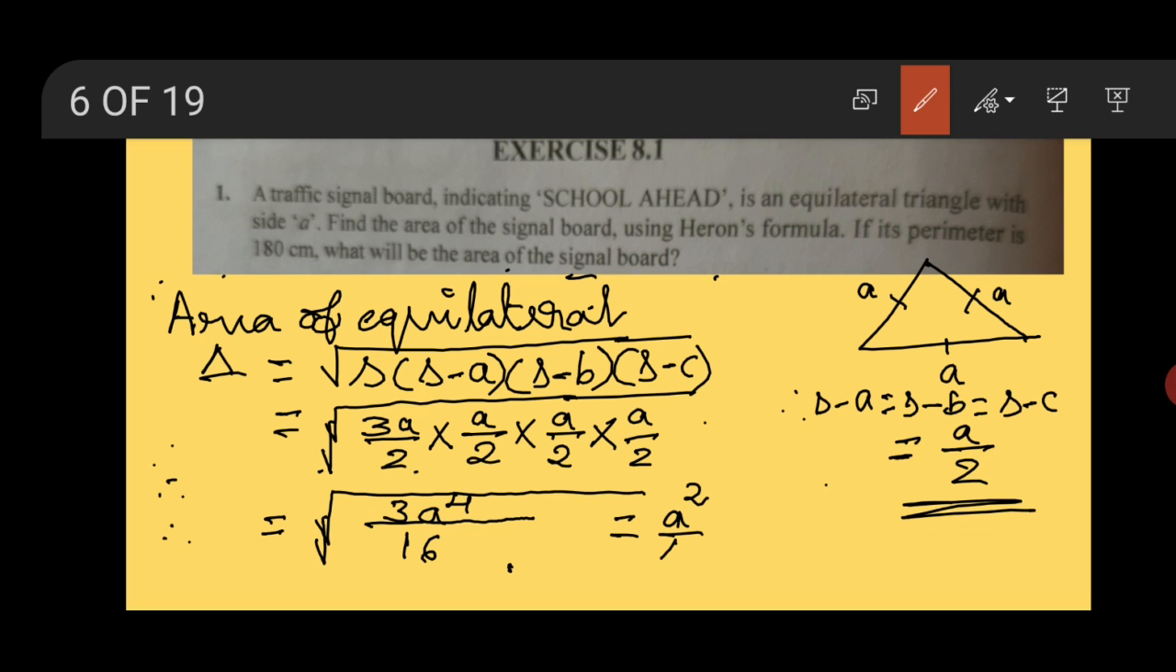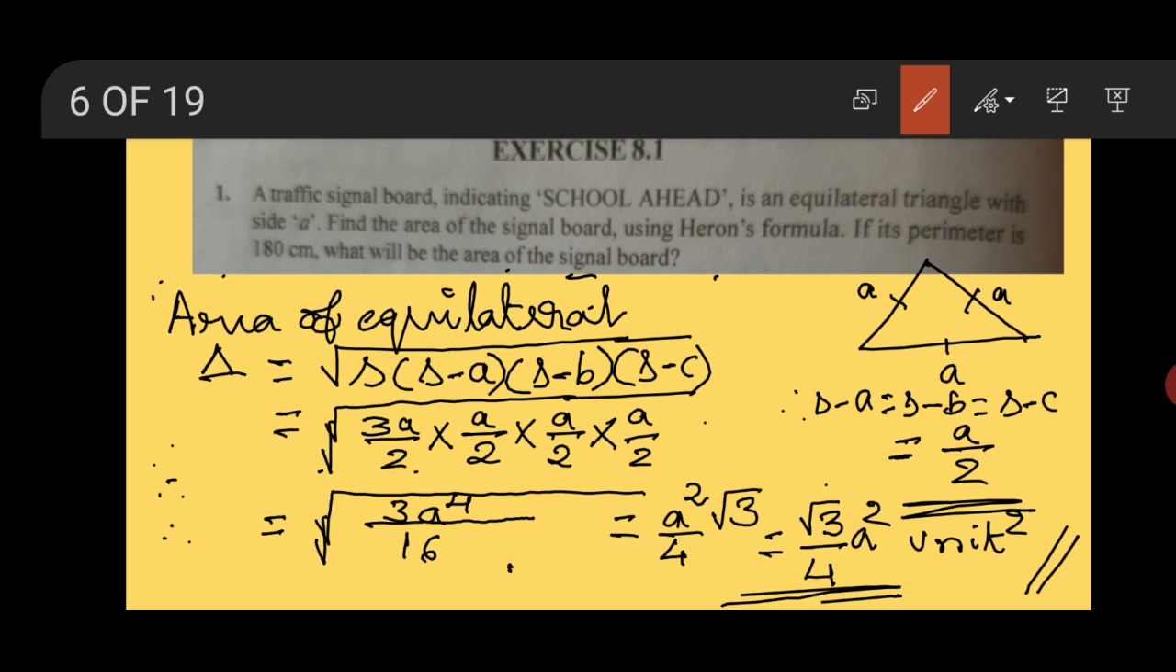The square root of 16 is 4. What is remaining inside the square root? You will get only 3. So A square divided by 4 into root 3, or we can write it this way also: square root of 3 divided by 4 A square, in unit square. So this will be the area of an equilateral triangle.